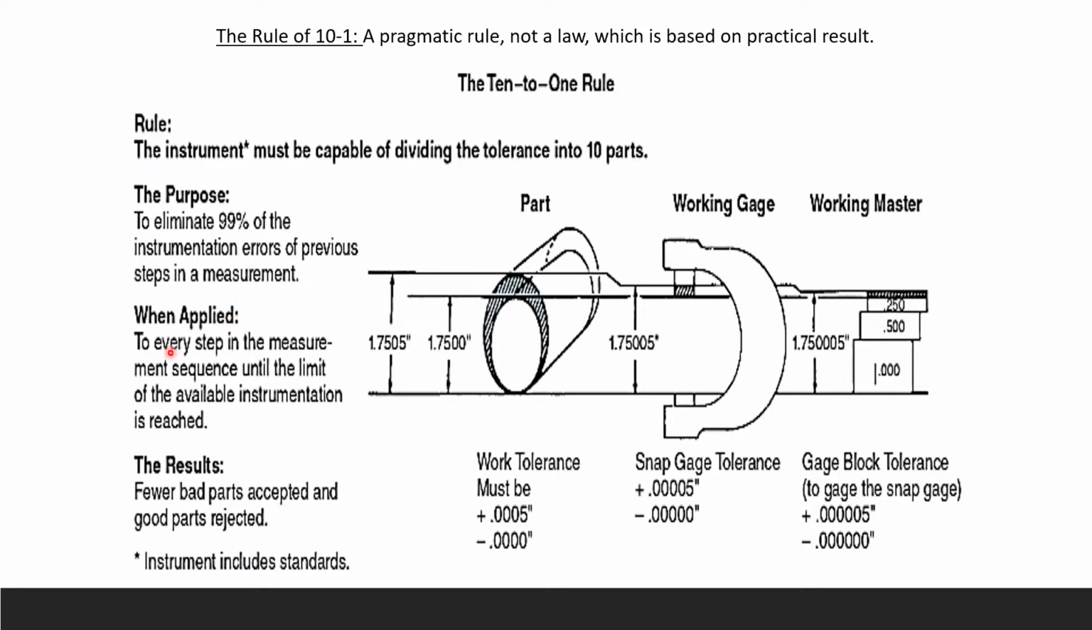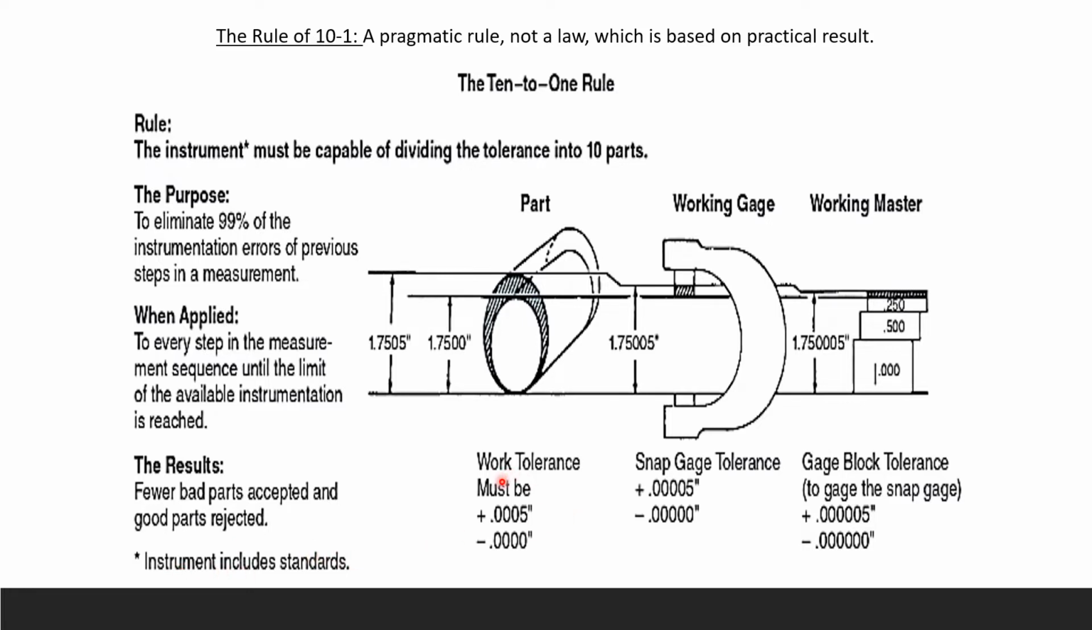We apply this rule to every step in the measurement sequence until we get to the point that you can't measure any more with this instrument. The result is you get fewer bad parts accepted and fewer good parts rejected. And instrument definitely includes the standards.